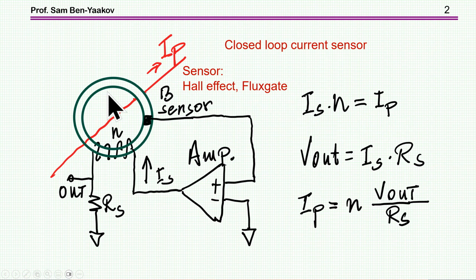So when this is in a stable condition, then we know that IP is equal to N times IS, from which we can find, of course, that IP is equal to N times V out over RS. So this is the basic idea of the closed-loop current sensor.